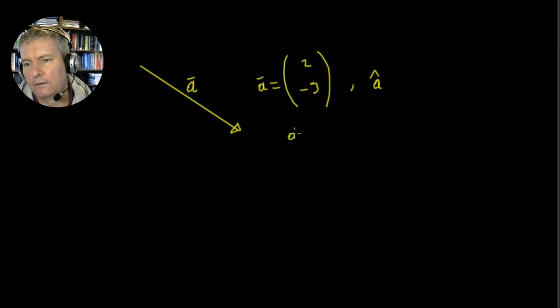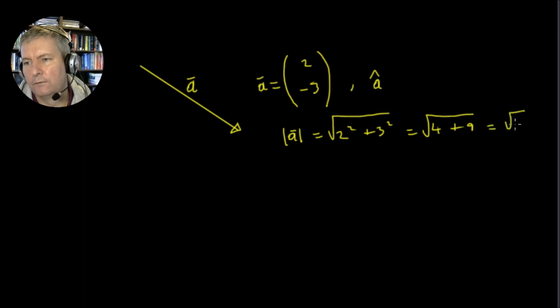So the magnitude of vector a is going to equal the root of 2 squared plus 3 squared. So that's going to be equal to the root of 4 plus 9. So that's equal to the root of 13. So the length is going to be root 13. So it means that the unit vector a is going to equal 2 upon root 13, minus 3 upon root 13.